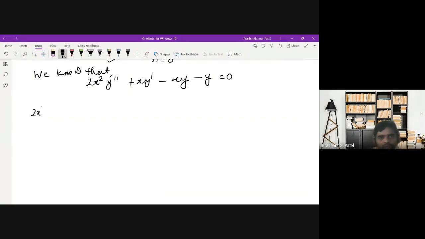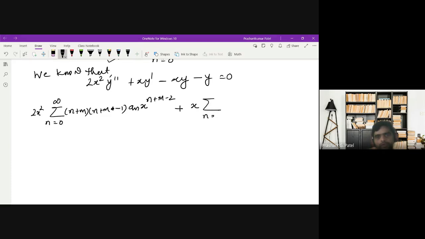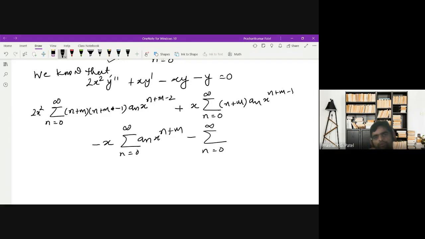So we'll have 2x square. We already calculated y double dash, that is n plus m into n plus m minus 1 an x raised to n plus m minus 2, plus x into summation n running from 0 to infinity n plus m an x raised to m plus n minus 1, minus x summation n running from 0 to infinity an x raised to n plus m, minus summation n running from 0 to infinity an x raised to n plus m, equal to 0.